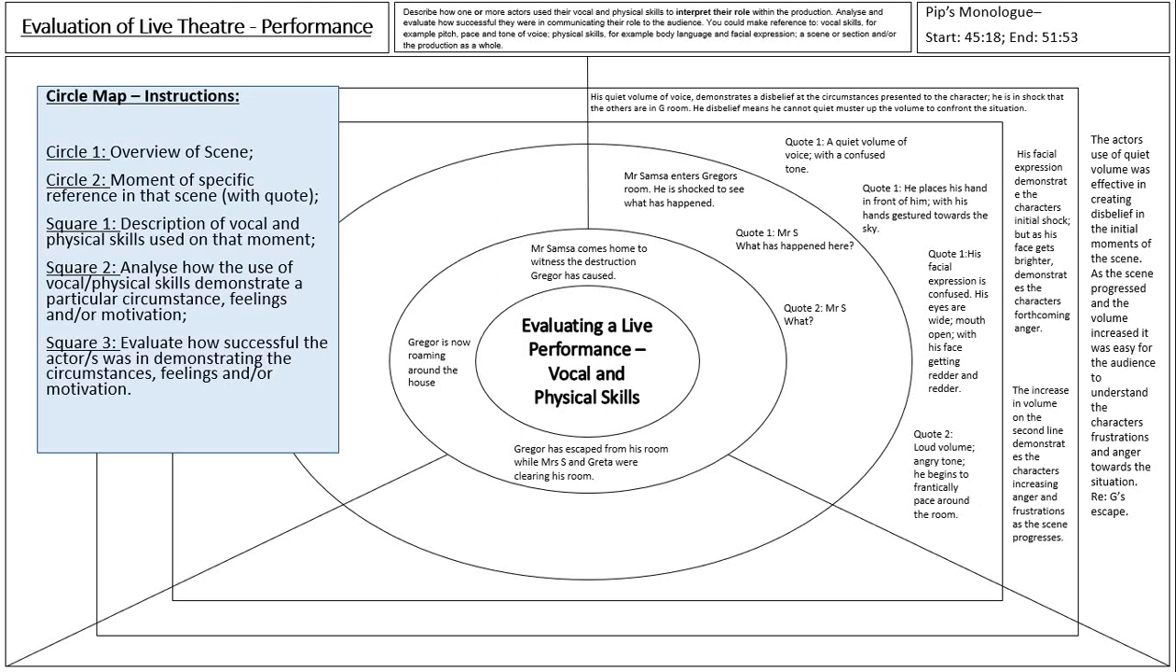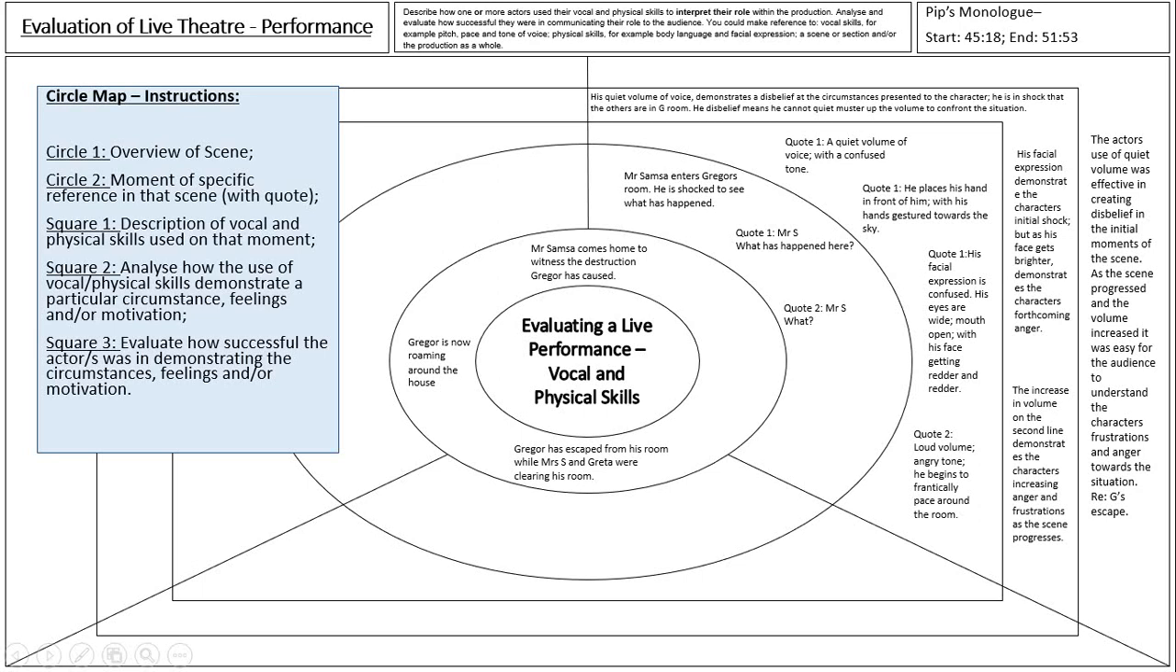And then, as you can see, I've got my second quote here, and then my second description is he's going to be using a loud volume and angry tone. He begins to frantically pace around the room. So I'm really just describing how he is demonstrating my interpretation. So he's shocked to see what happens. He's starting to become angry and frustrated. So again, I've got my interpretation here.